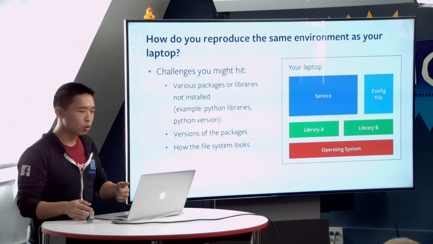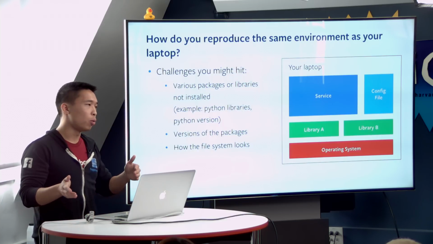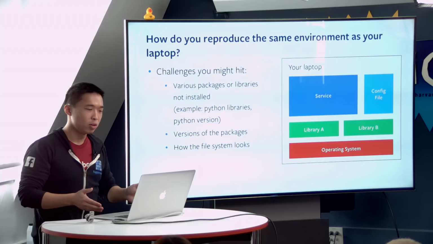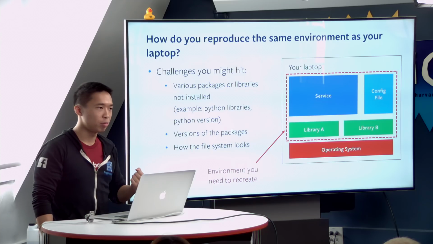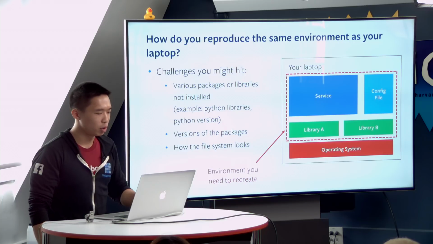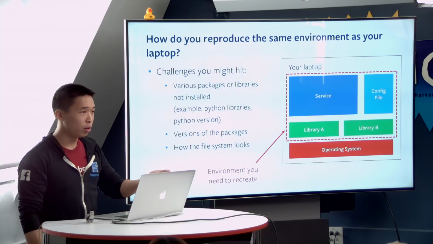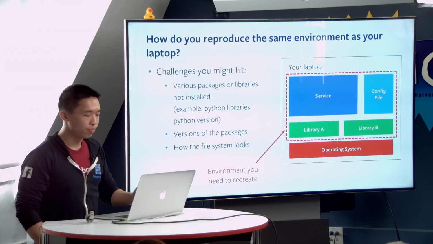And then also, your app might make assumptions about where certain files are located. Let's say my web app needs some configuration file. It might be stored in one place on my laptop, and it might not even exist in a production environment, or it might exist in a different location. So the first challenge here is you need to reproduce the environment that you have on your laptop on the production machine. And this includes all the files and the binaries that you need to run.